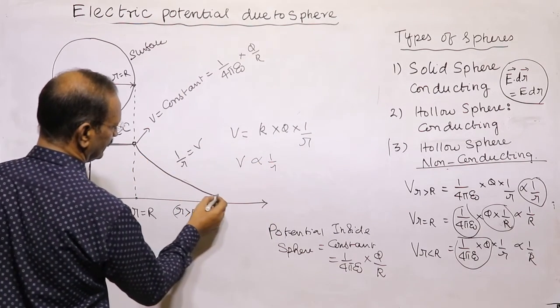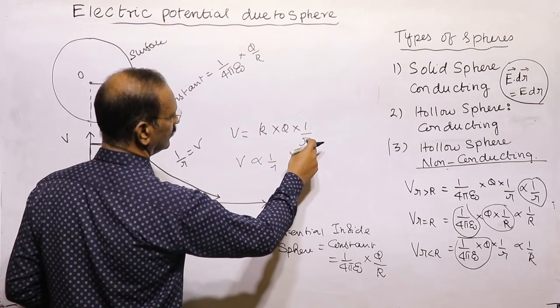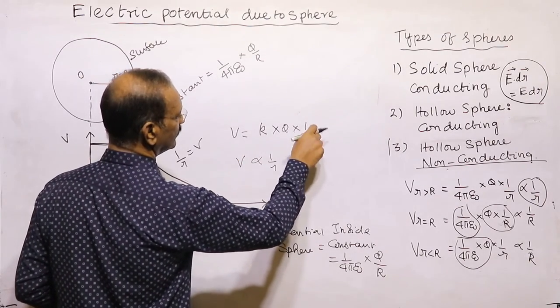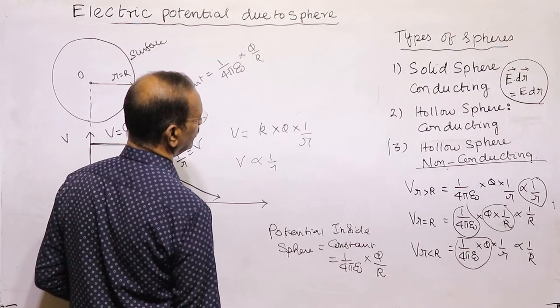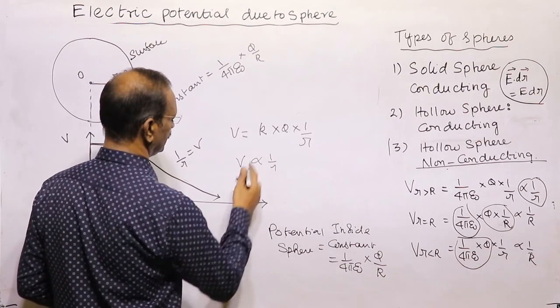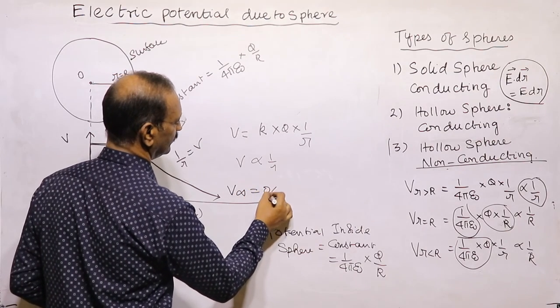From here onwards the potential varies with r. It means at infinity, r is equal to infinity. If we put 1 by infinity, it is equal to 0, anything divided by infinity is equal to 0. So the potential is equal to 0. So the potential at infinity is equal to 0.